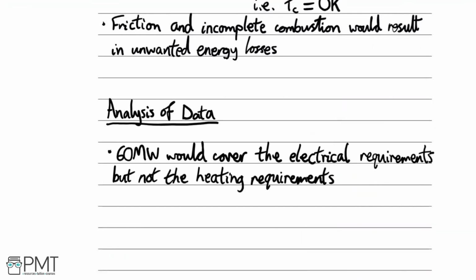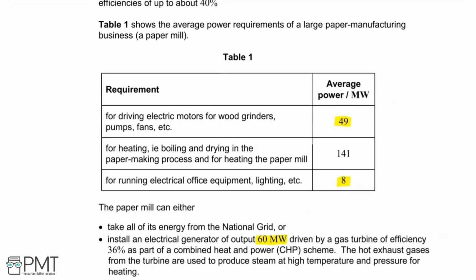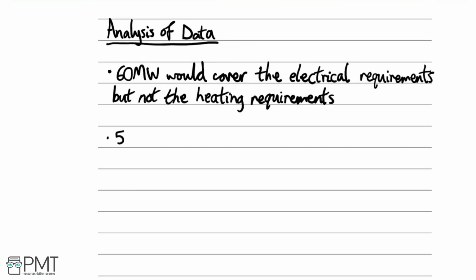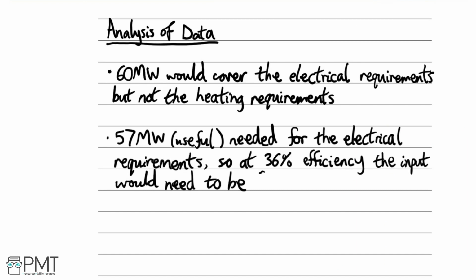Let's look at the data again. So the electrical requirements sum to 57 megawatts. So we can calculate what the input energy would be if the output is 57 at 36% efficiency. So the input would need to be 158 megawatts.